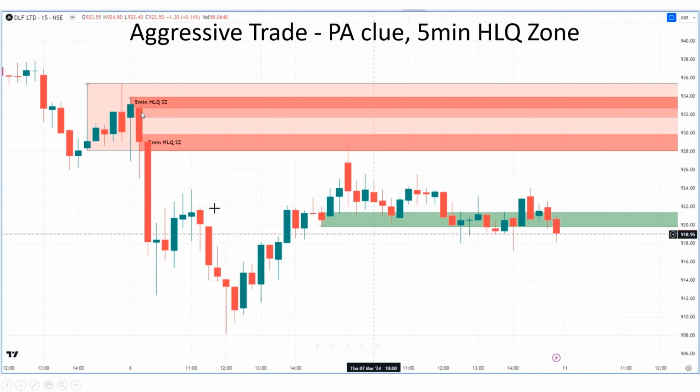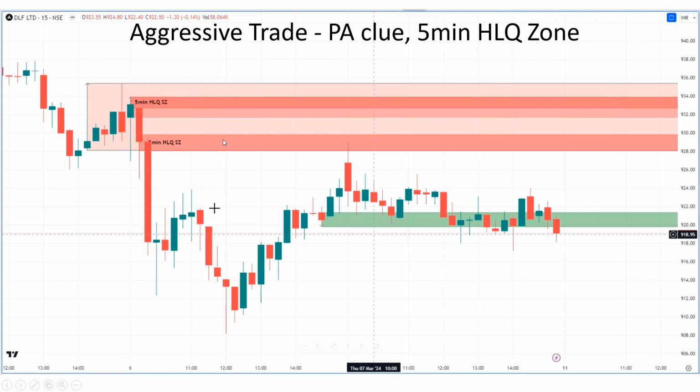See here, you have a drop candle, you have another drop candle. These two are 15-minute zones. Is there any 15-minute zone in this area? No, there is no 15-minute zone. But whatever zone we have drawn here is from the 5 minutes time frame. That is a 5-minute zone. Now let's go to the 5 minutes time frame.